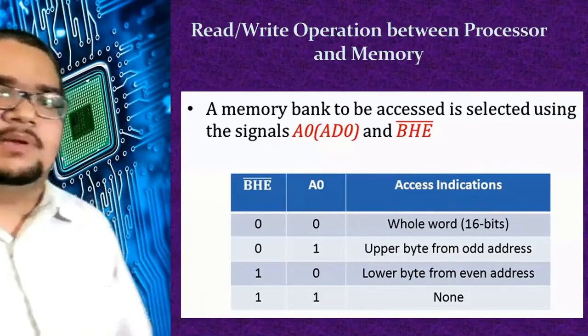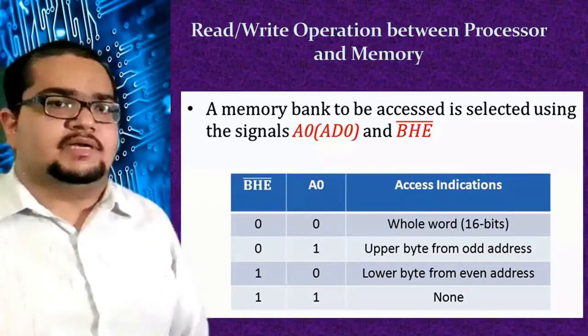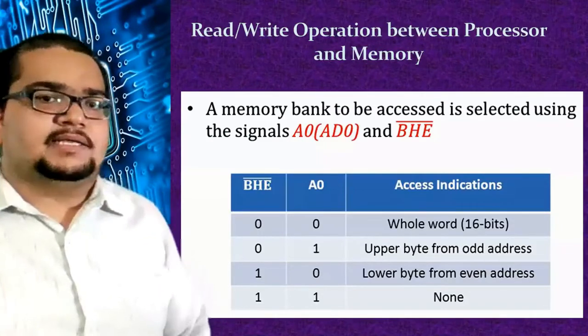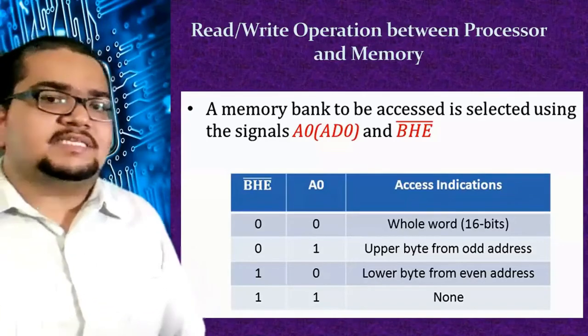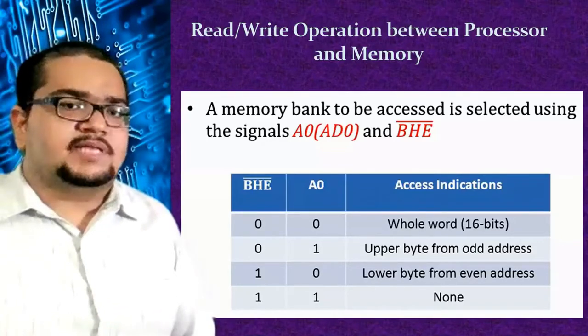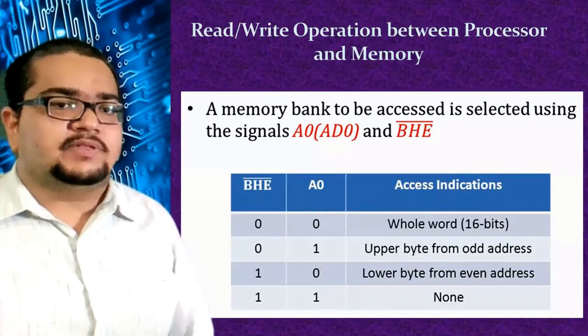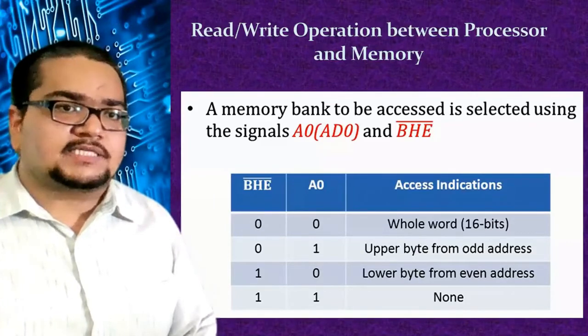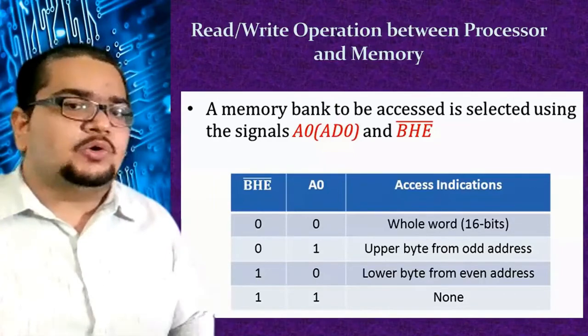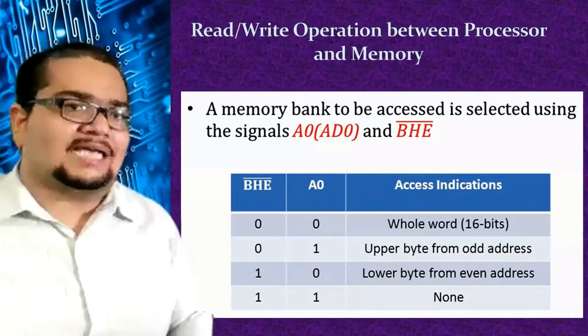This particular table understanding is required. BHE bar and A0: when they are 0 0, 16-bit data access. When they are 0 1, 8-bit data access from the odd address. When they are 1 0, 8-bit data access from the even address. When they are 1 1, no data exchange, no data access.